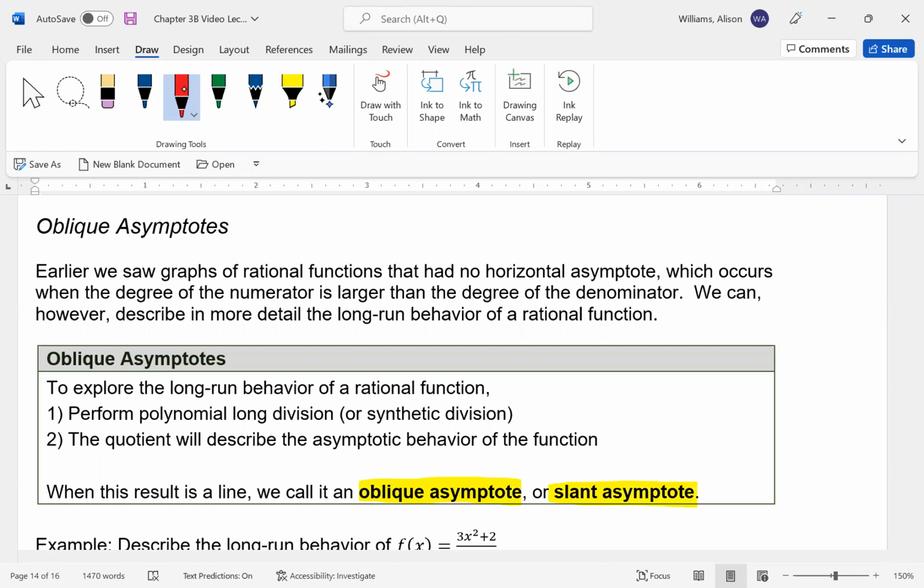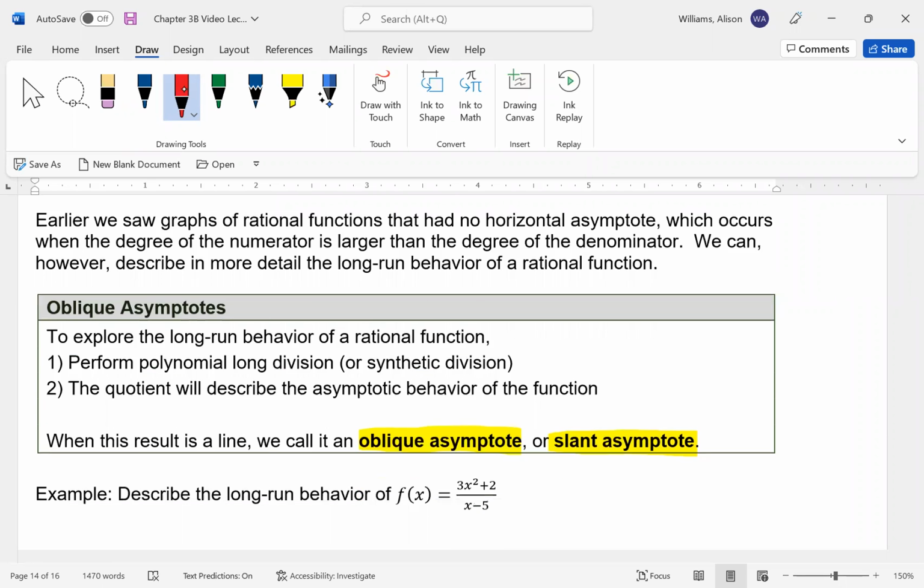You actually perform long division, or if it's possible, you can do synthetic division. And the quotient, the result of that division, happens to be the asymptote. Let me just show you by example.